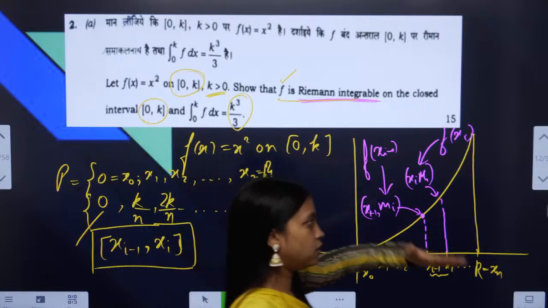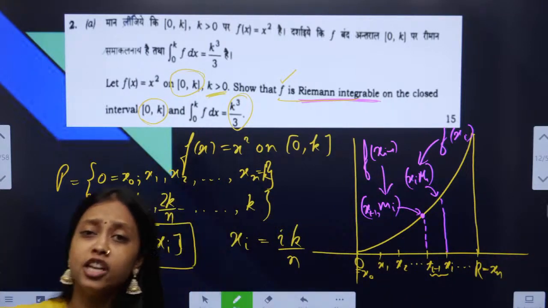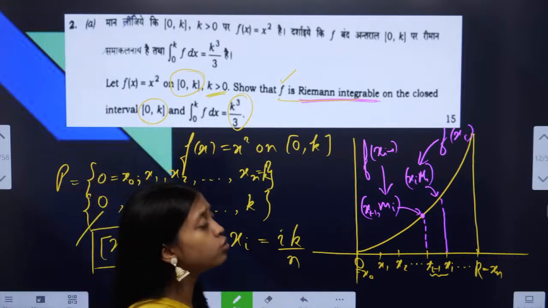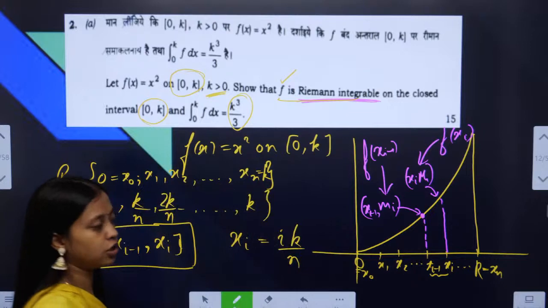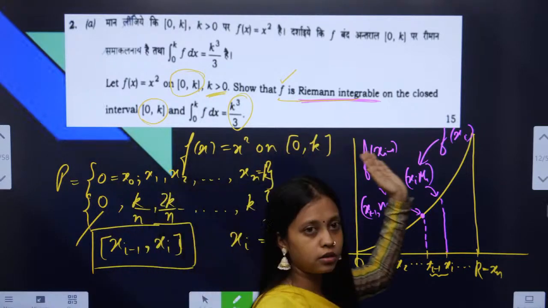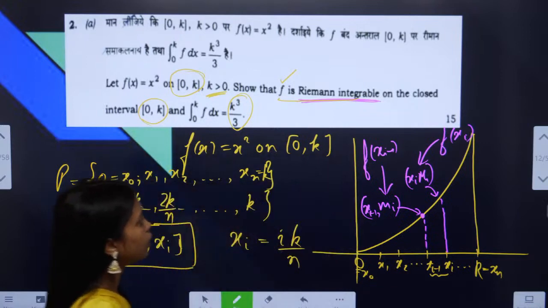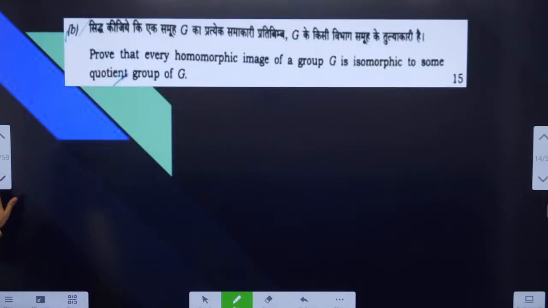So just go through the method. Again, this is just the definition of Riemann integrability. I have not used any theorem or anything like that, right. This is just the basic definition of Riemann integration, how we call it integrable, and you can get the answer, right.